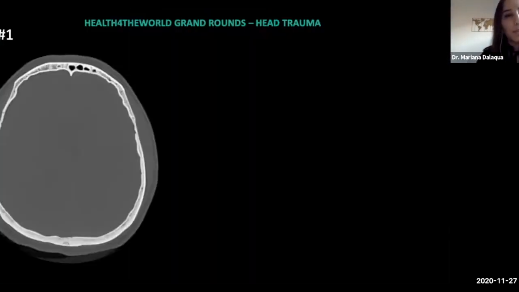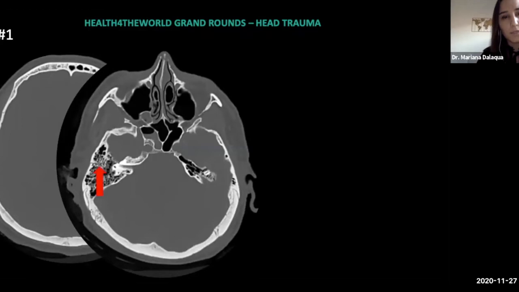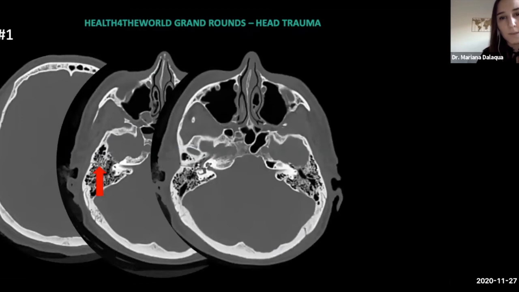So what happened? He had a right parietal fracture here, not very much displaced, but we see that this fracture extended inferiorly to the temporal bone, to the mastoid. And on this third image here, we see that it displaces the ossicles of the middle ear on the right, okay? And we don't see a very clear extension to the optic capsule. So what does it mean? It means that this patient probably is going to have some degree of conductive hearing loss, okay?